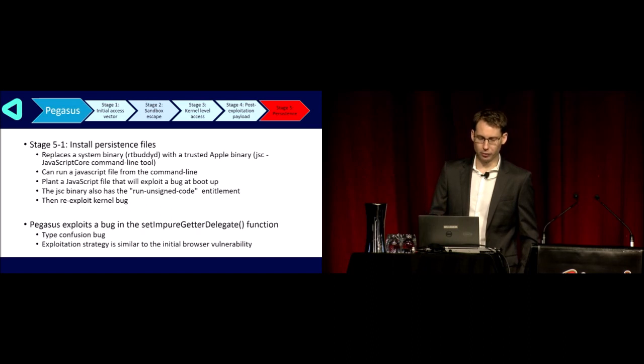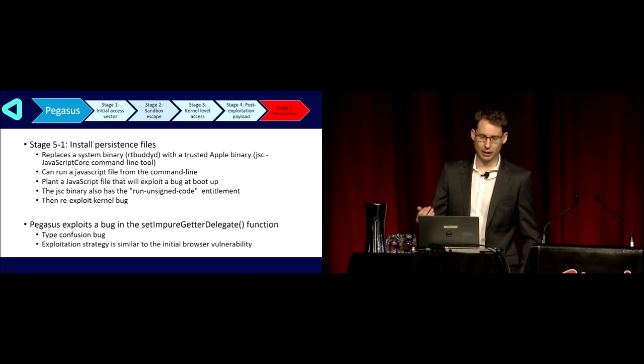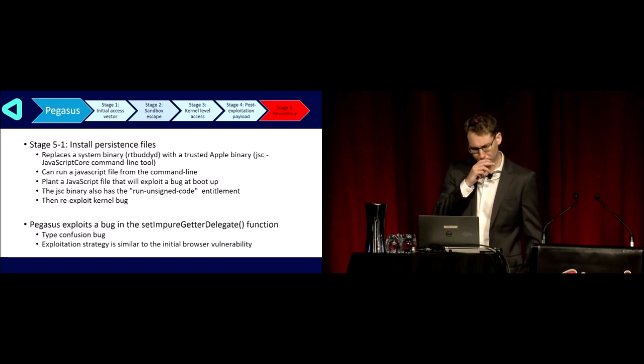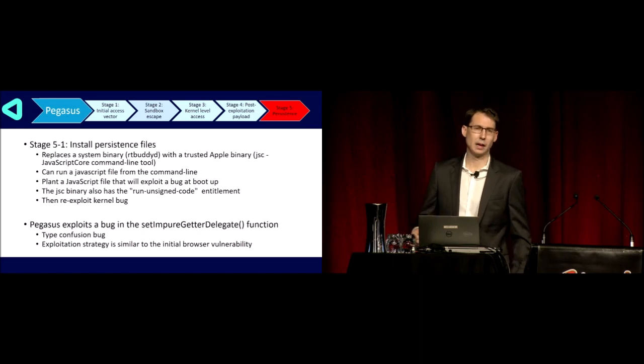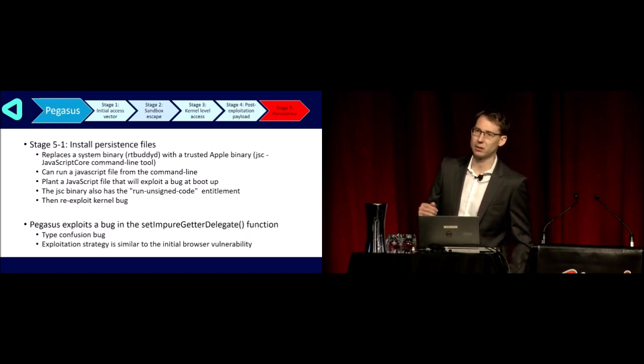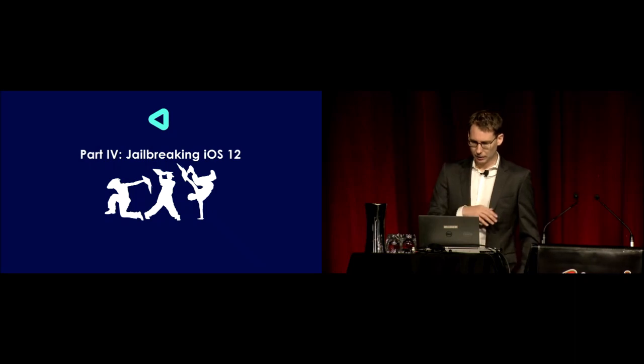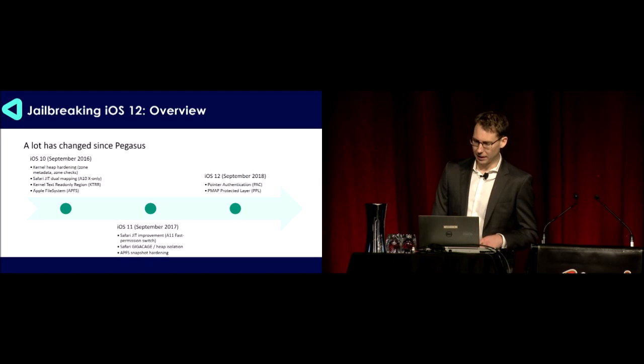They would exploit a vulnerability that they found in a function called setImpureGetterDelegate. That was a type confusion, much like the other one, and they exploited it similarly to how they exploited the other one. It should be noted that the JSC binary also has the run unsigned code entitlement. So by exploiting this, it is a very attractive target because you don't have to get around code signing. So that's essentially how they did it back then.